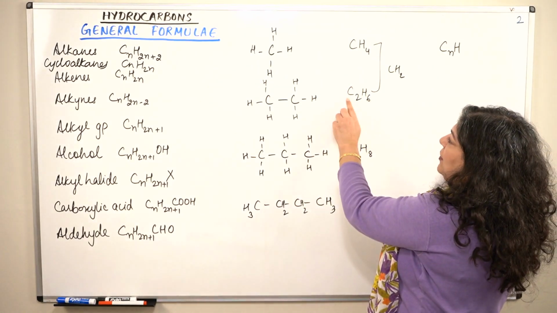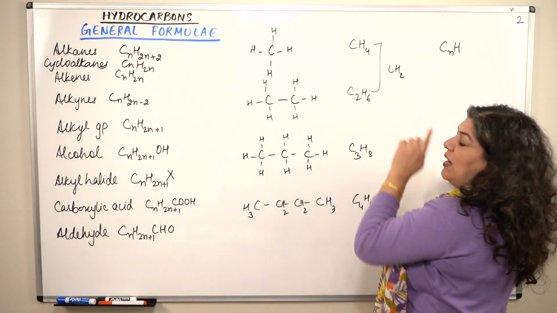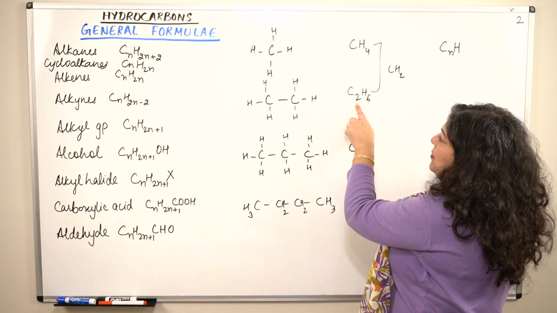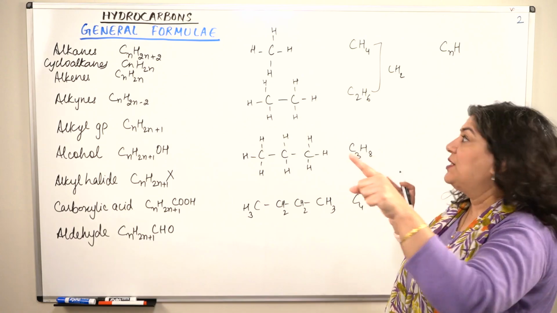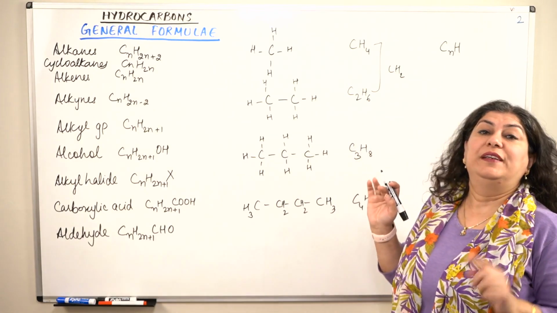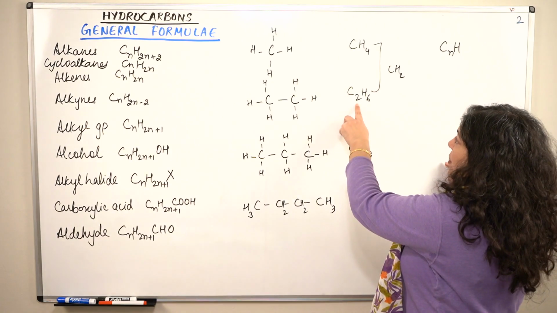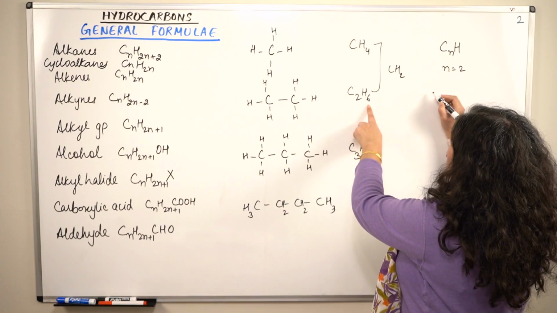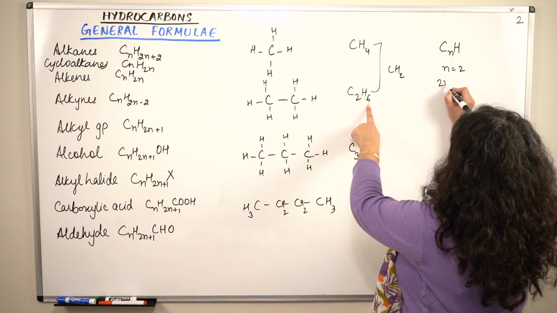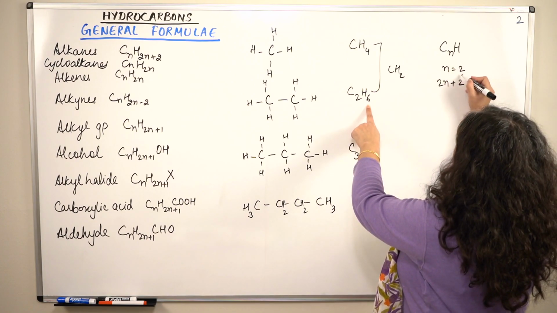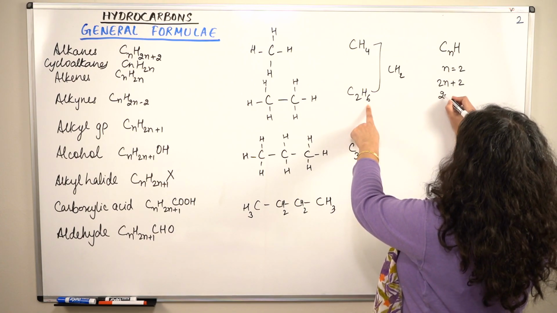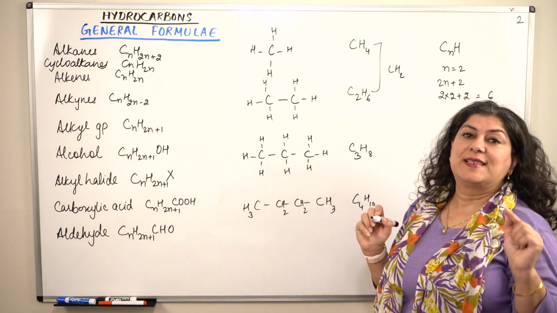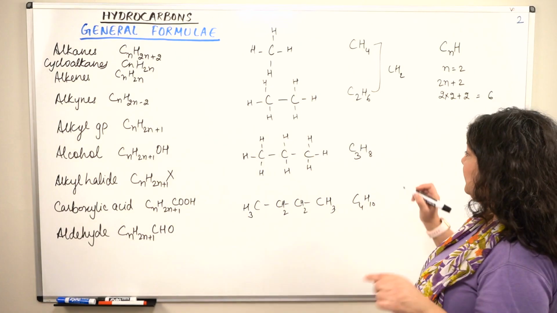But here, look, this is C2. 2 2s are 4 and 4 plus 2 is 6. We notice that if we double the number of carbon atoms and add 2 to it, you will get the formula of the alkane. So if there were 2 carbons, the value of n is 2. So 6, what is 6? 6 is twice n plus 2. If n is 2, then 2 into 2 plus 2 would be equal to 6. That is why C2H6 is the formula of ethane.